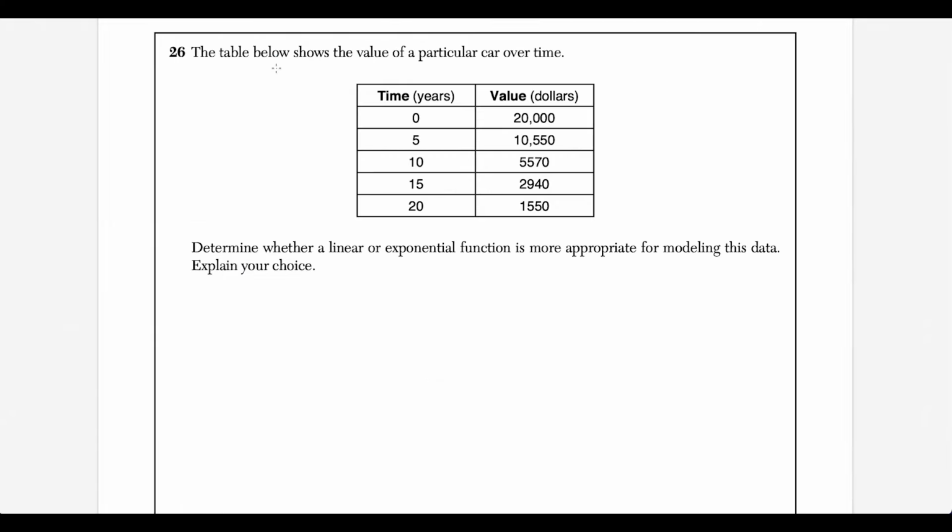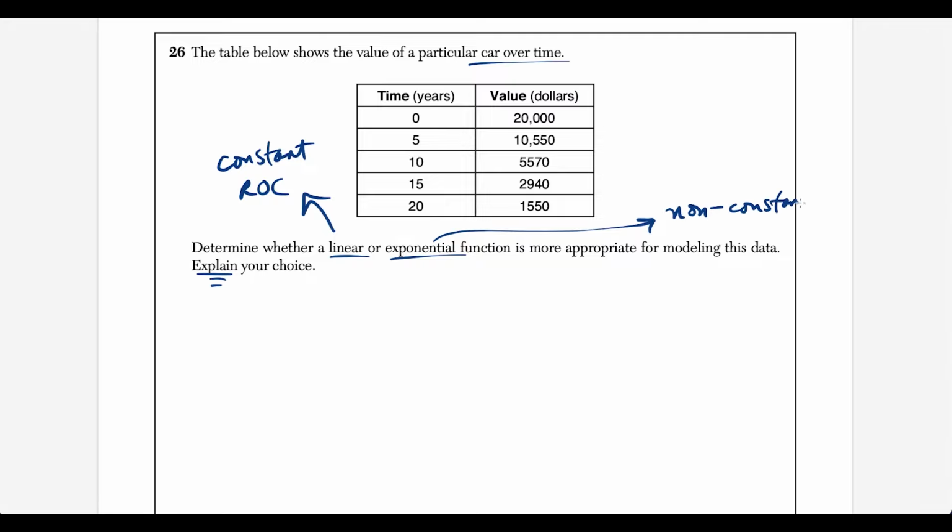Question 26, we have a table of values for the value of a car over time, and we want to determine whether a linear or exponential function is more appropriate for modeling this data, and we have to explain our choice, which means we have to write a sentence. So for a linear function, what I look for is a constant rate of change. And for an exponential function, I'll write that over here, we have a non-constant rate of change. Okay, so that's what we have to be able to determine from the table here. Do we have a constant or a non-constant rate of change?